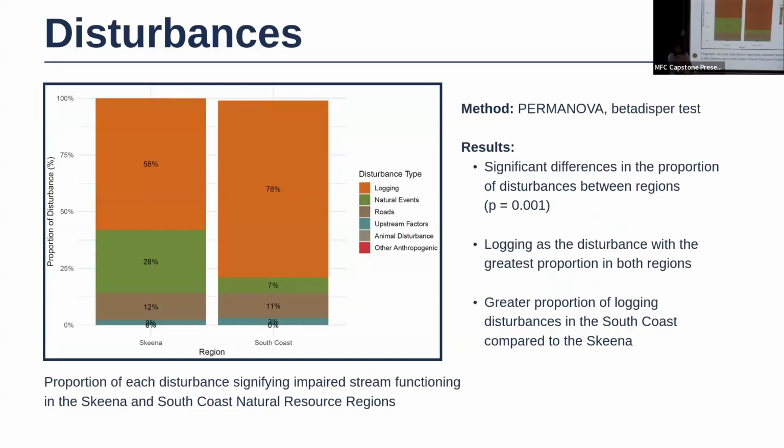Results from a PERMANOVA indicated that logging explained a large proportion of multivariate disturbance variation. This suggests that logging is the dominant disturbance on streams in both regions. This makes sense because samples, once again, are taken from cut blocks that have been recently harvested. However, the proportion of logging as a disturbance is greater in the South Coast compared to the Skeena.